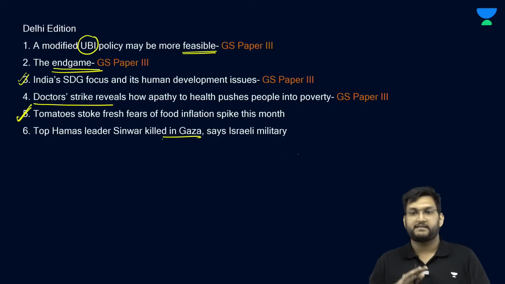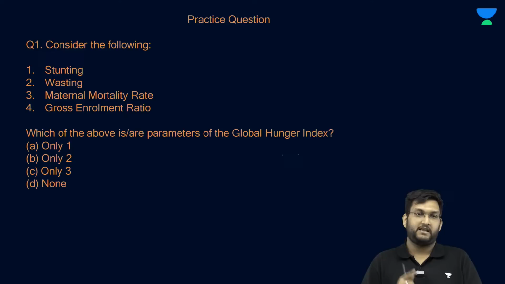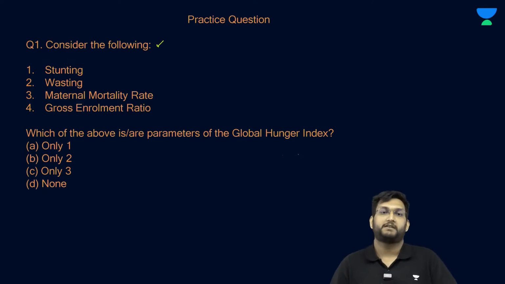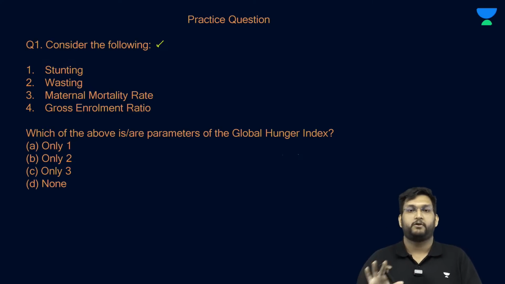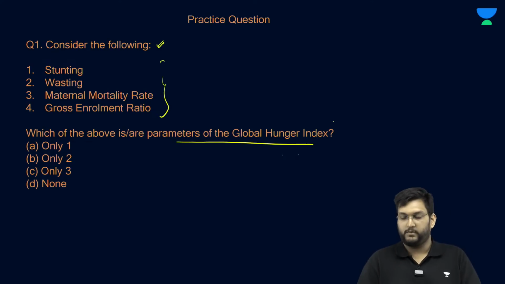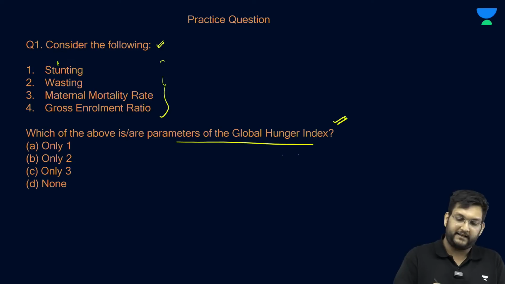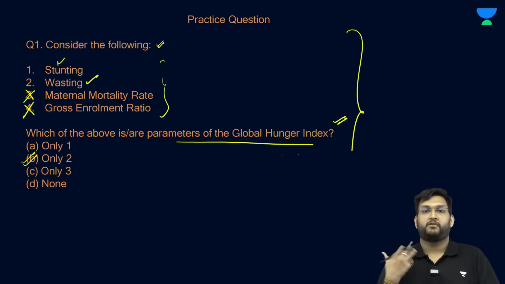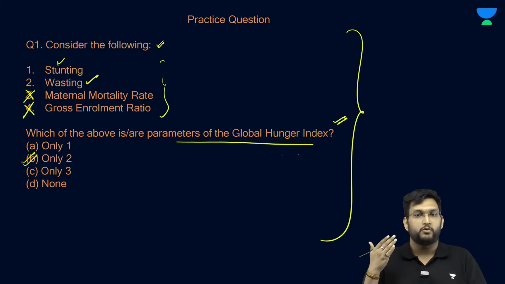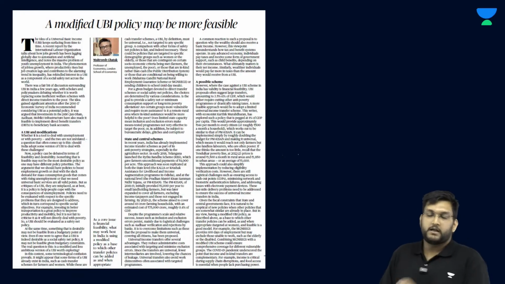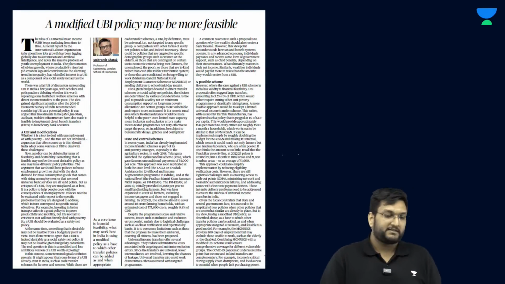So with this, let's move into first the question which I gave you yesterday and then the topic. I gave you this question yesterday. A lot of you have answered it in the chat box also. Most of you are correct, 99.9% of you are correct. I had asked which of the following are parameters of the global hunger index. And yes, only stunting and wasting, these two are not indicators. So the answer was only 2. I'll keep on giving you these types of practice questions and I encourage you to give the answers in the comment box.